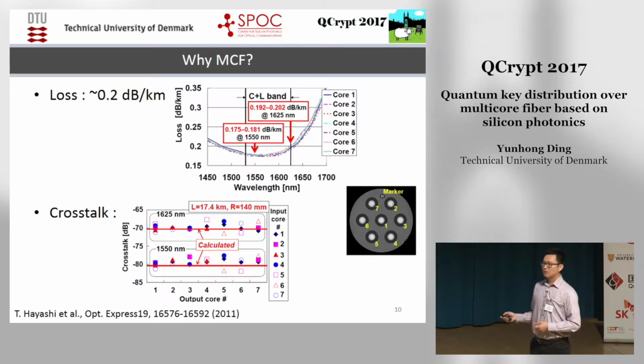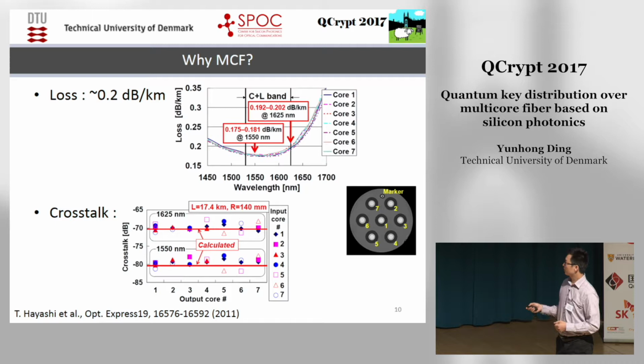Then why multi-core fiber? Compared to other fibers like few-mode fiber and OAM fiber, the unique thing about multi-core fiber is that it has very low loss with very low crosstalk. Here is the state of the art of multi-core fiber. The typical loss is only around 0.2 dB per kilometer, which is comparable with the standard single-mode fiber.